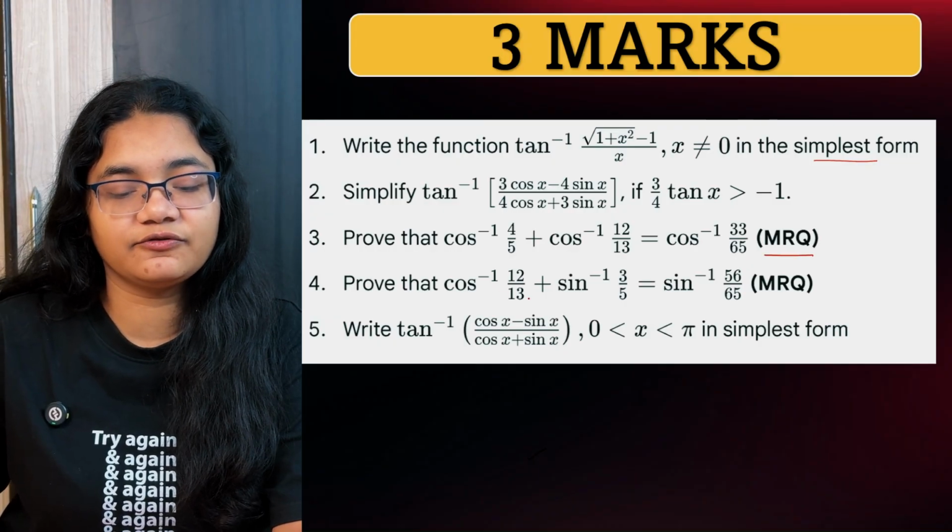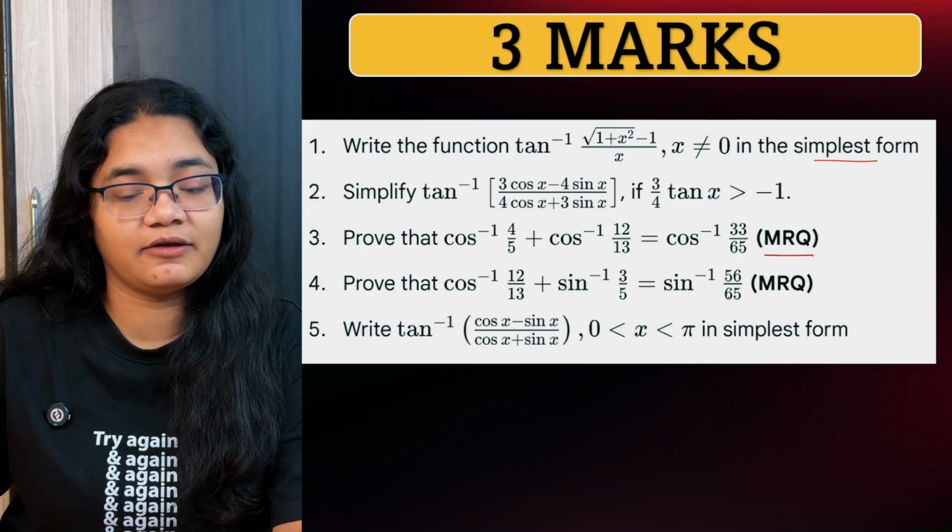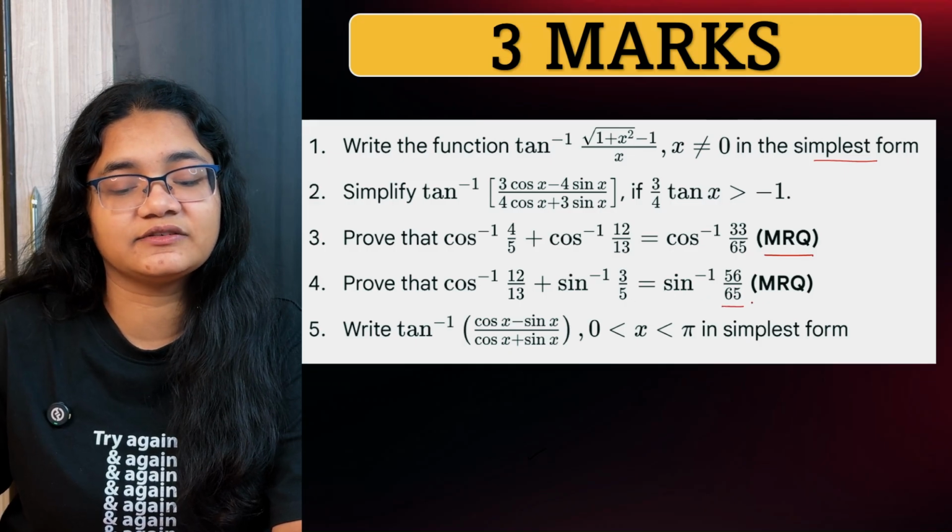Prove that cos inverse of 12/13 plus sin inverse of 3/5 is equal to sin inverse of 56/65.